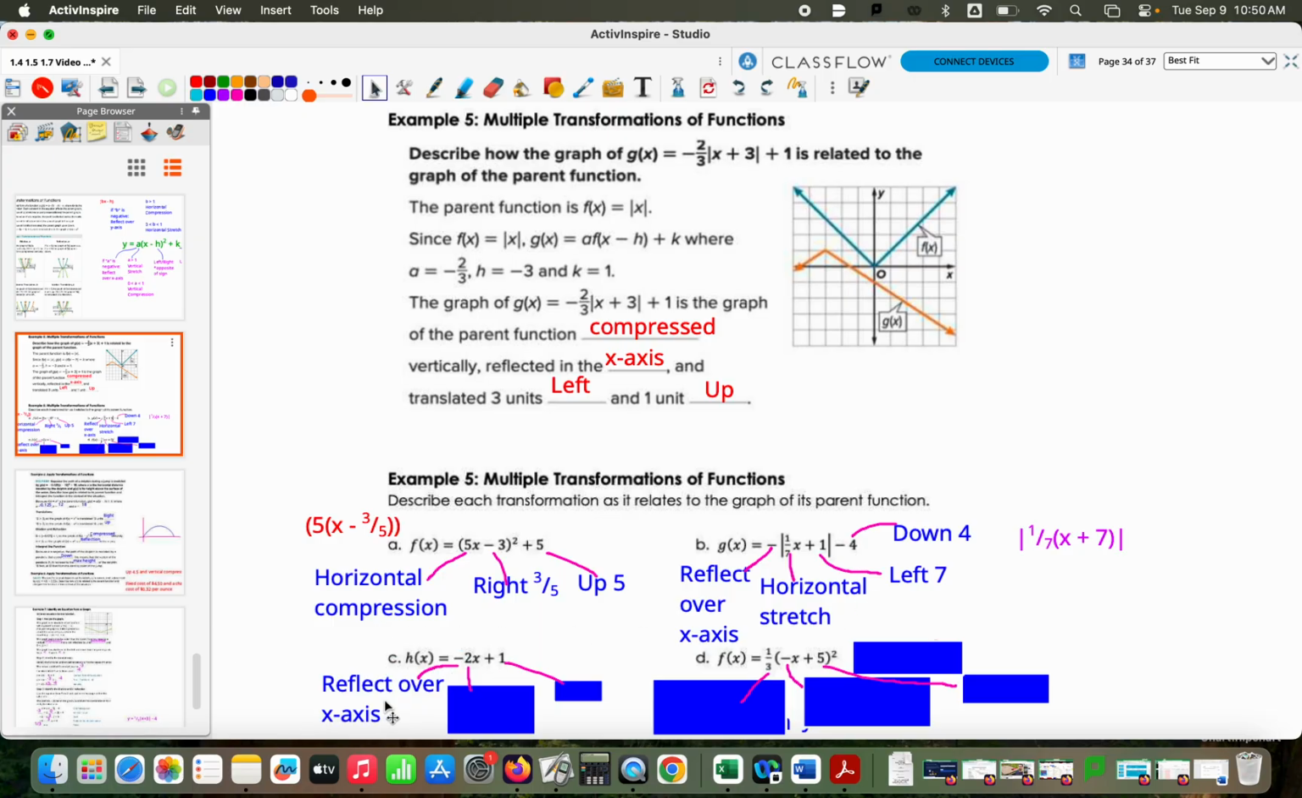This one here is definitely one way to interpret it. It reflected over the x-axis because of the negative sign outside there, and it's a vertical stretch, and it's moved up 1.